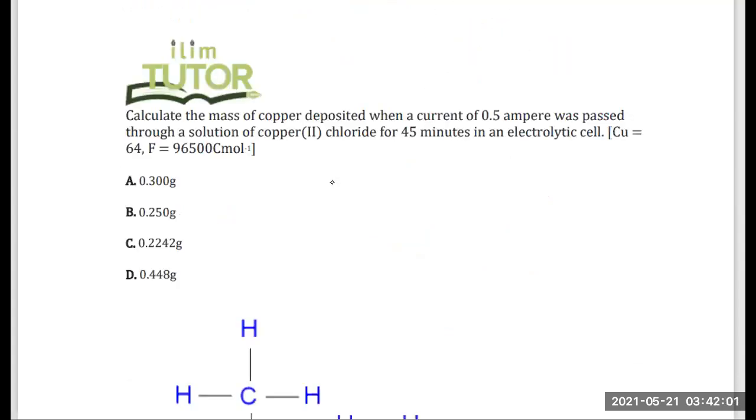You have to calculate the mass of copper deposited when a current of 0.5 ampere was passed through a solution of copper 2 chloride for 45 minutes. So the only difference from here is the time. We still apply the same formula we've used, but in this case, the time needs to be worked on. Since time must be in seconds, I'm going to have 60 times 45. That is the time. Apart from that, we are still applying the same formula: M is MIT over CF.